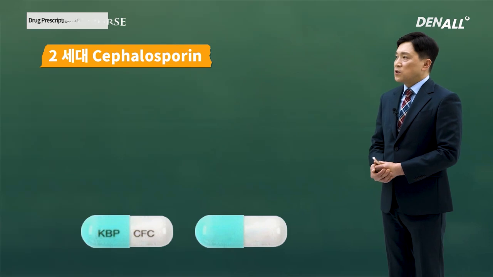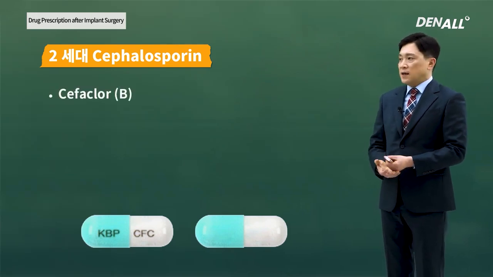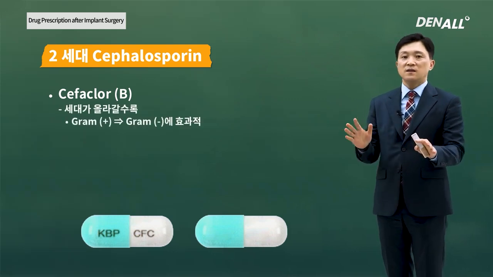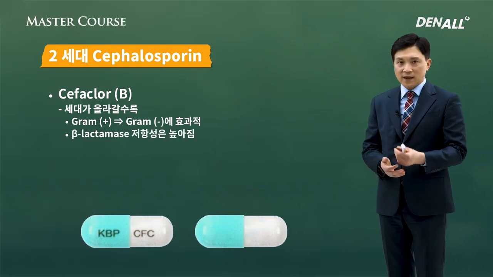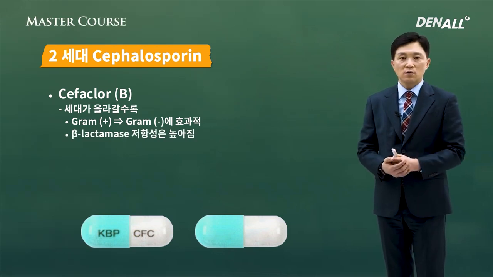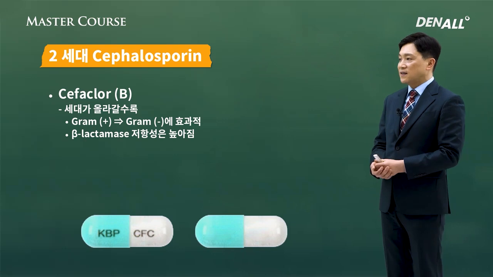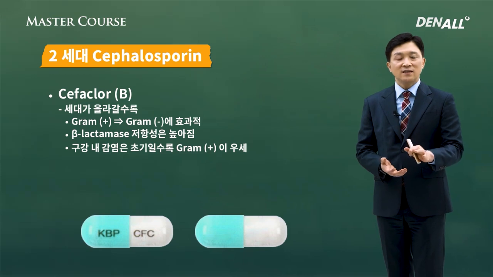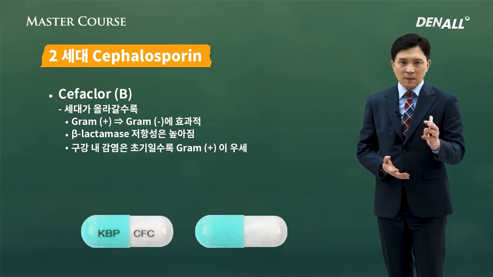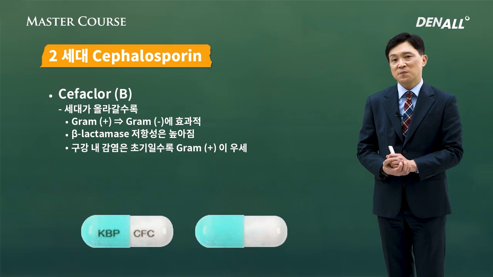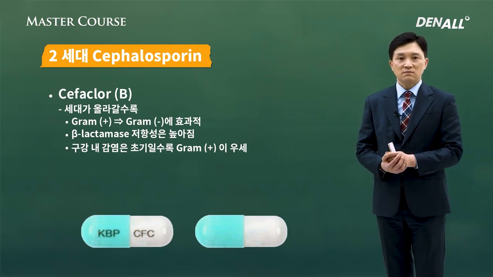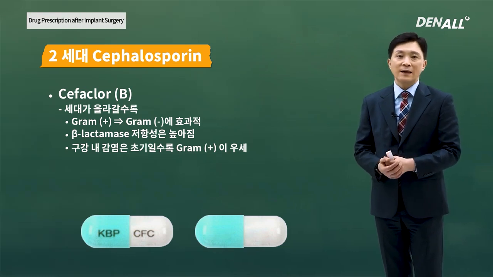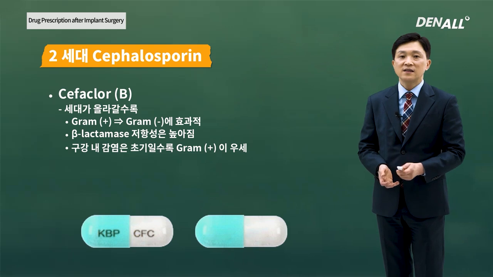The main second generation cephalosporin drug is Cefaclor. As you go up the cephalosporin generation, it is effective from gram-positive to gram-negative. Resistance to beta-lactamase increases as you go up the generation. However, in early oral infection, gram-positive is dominant. At early stage of inflammation or infection, it is not good to use cephalosporin right away. At the beginning, you need to use amoxicillin. After abscess is formed, cephalosporin needs to be used to be more effective.